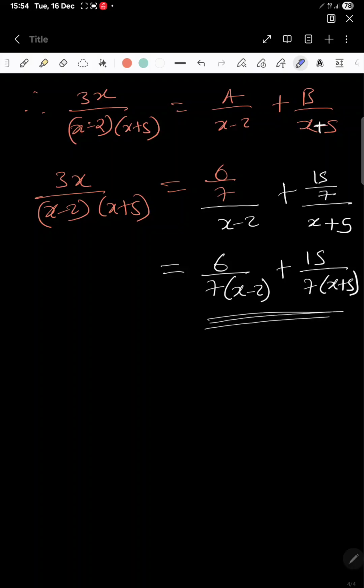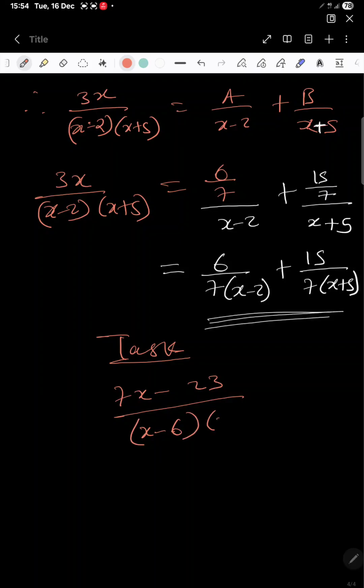All right, so from there, I want you to try this as your task. The task on the first one is, I want you to decompose or resolve these into partial fractions. The first one that I want you to do is 7x minus 23 over (x minus 6)(3x plus 1). So this is what I want you to do as the first task for the linear factor.